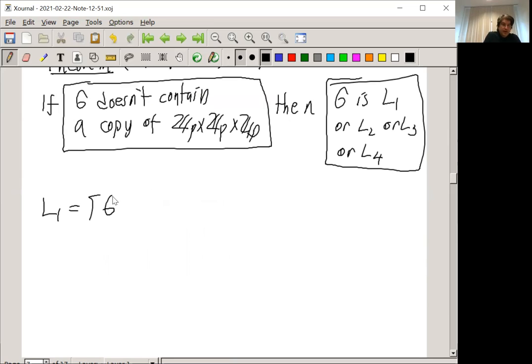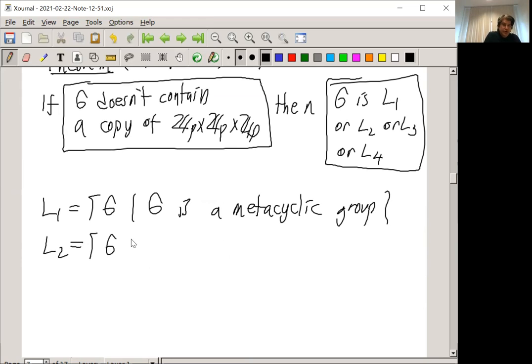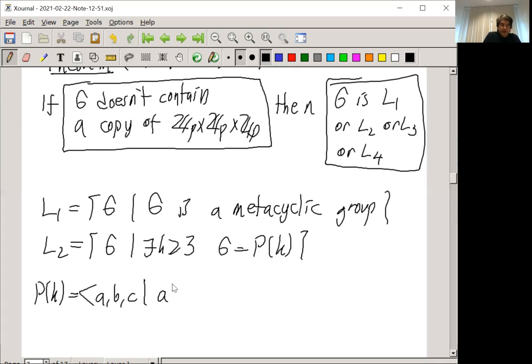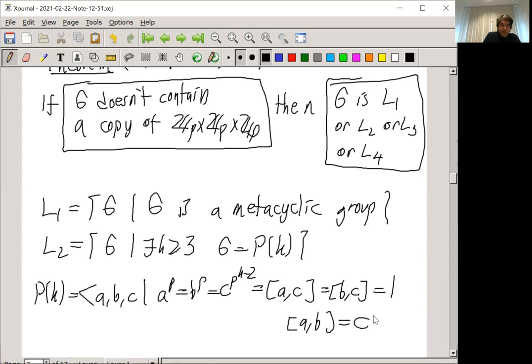So L1 is all G such that G is a metacyclic group. And then L2 is G such that there exists k greater or equal to 3 such that G is equal to Pk. Okay, where Pk is the group generated by 3 letters a, b, c, with a^p, b^p, c^(p^(k-2)) equal to 1, the commutator of a and c and the commutator of b and c are 1, and then the commutator of a with b is equal to c^(p^(k-3)).